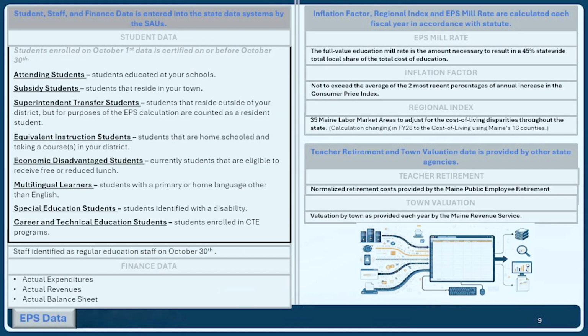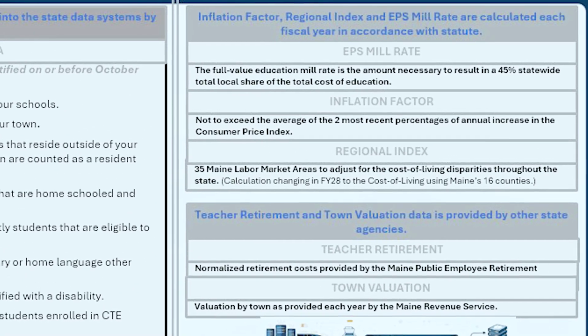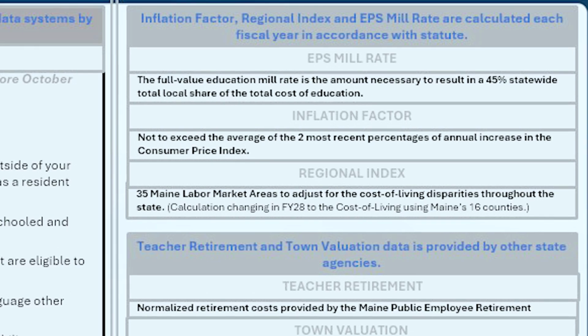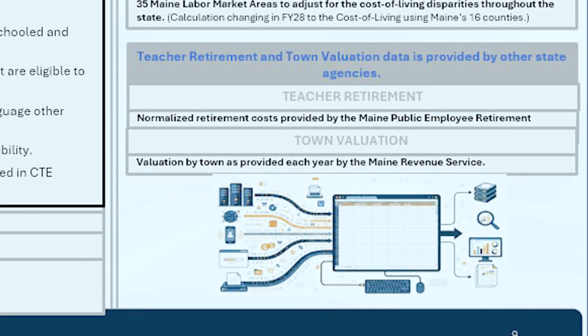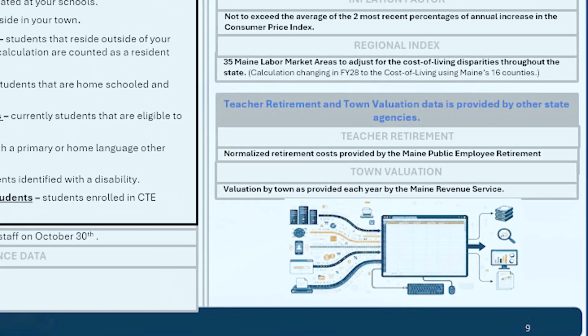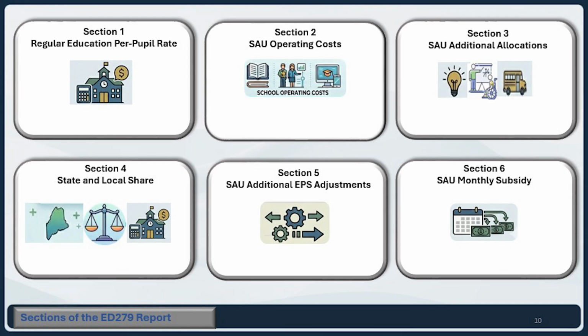Beyond the internal data, we also have calculated fields we need, and that's the mill rate, the inflation factor, and a regional adjustment. And then we have teacher retirement and town valuation that come from other Maine departments. When we have the data and we know what we have to do with the data, we send that out to you in a report called the ED 279. And that report, again, is done for every single SAU. It's done individually for all of you to come up with your ED 279.